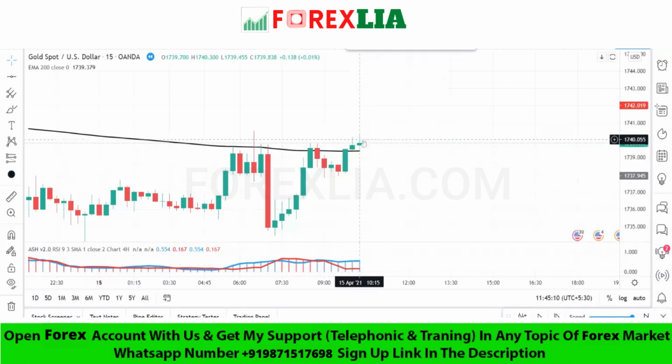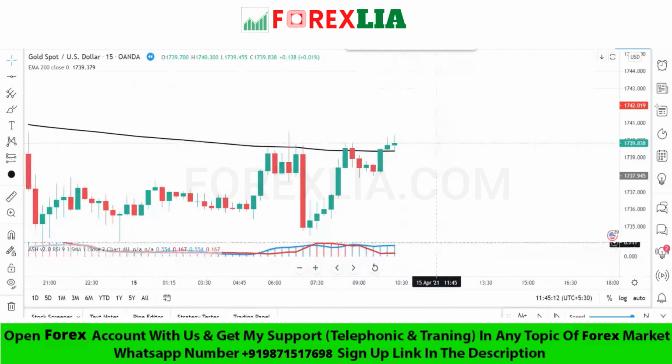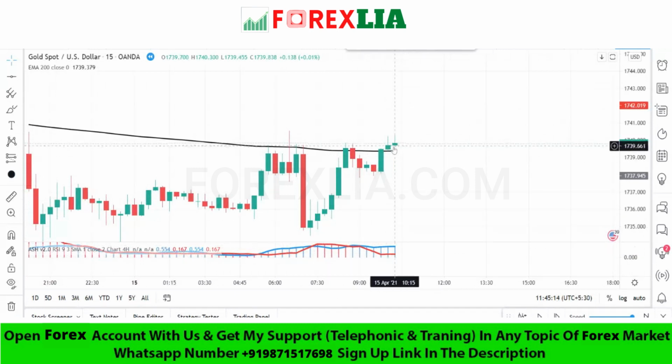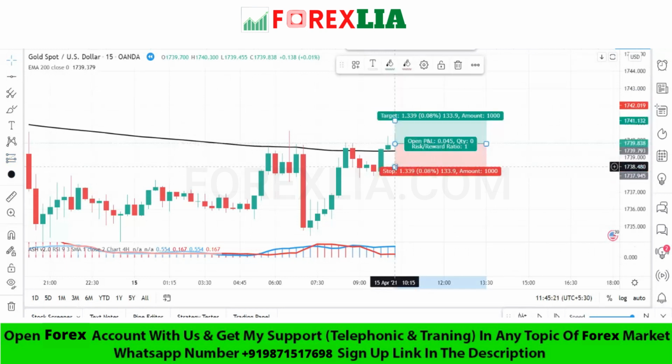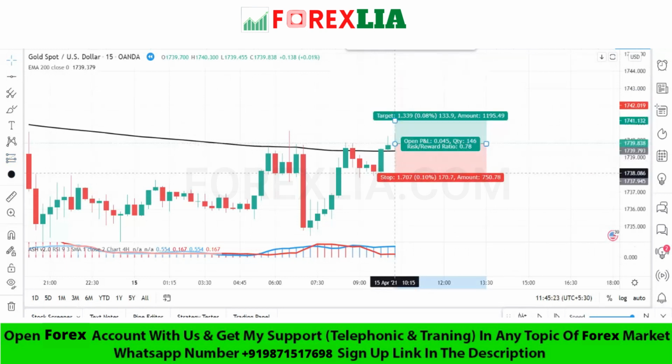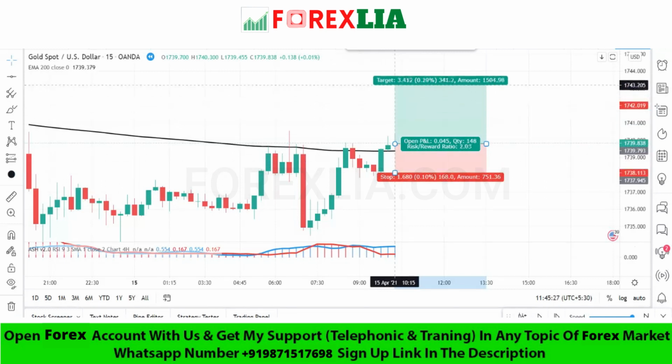Here is the buy signal confirmation. Now we place a buy trade here. We set the stop loss at the previous candle's low point. Set the profit target at 1:2.